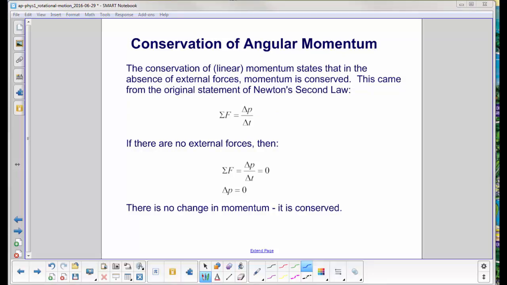A very quick review of linear momentum. The conservation of linear momentum states that in the absence of external forces, momentum is conserved. This is a direct consequence of Newton's second law, and this again is how he portrayed it in Principia. The sum of the forces is the change in momentum over the change in time. If you have no external forces, if the sum here is 0, then the change in momentum over the change in time equals 0. That means the change in momentum is equal to 0. And when a quantity doesn't change, we call it conserved. So this is the conservation of linear momentum.